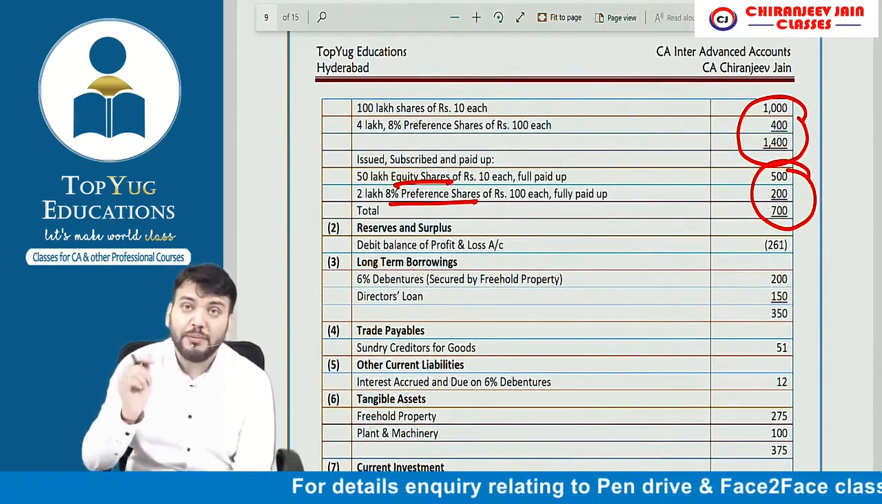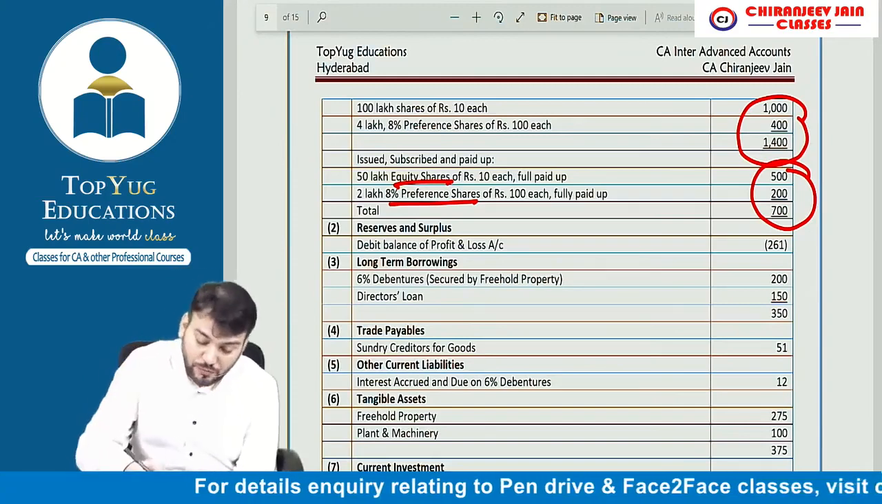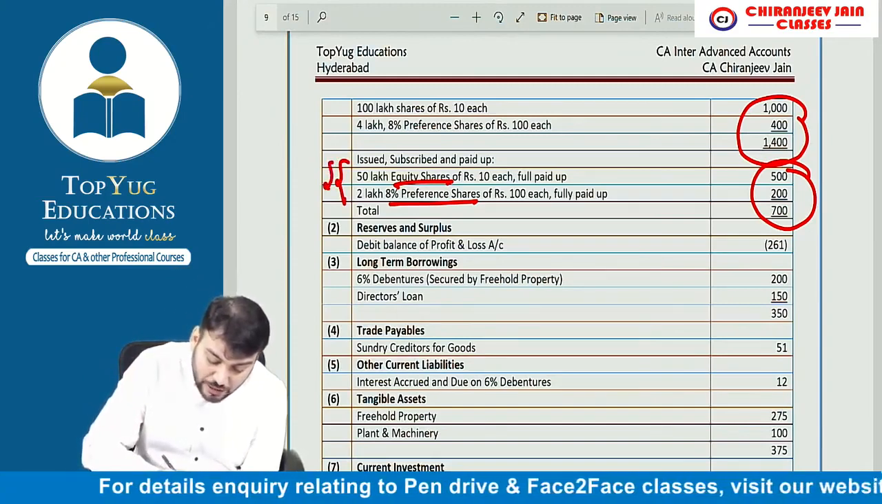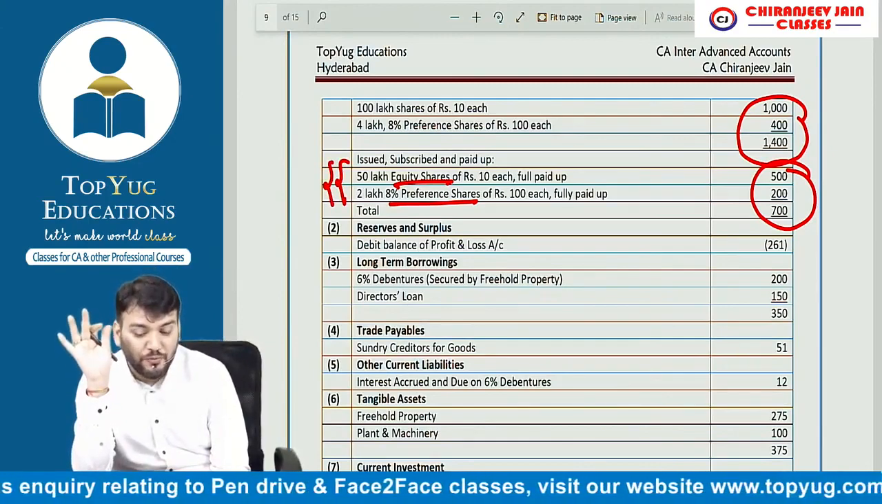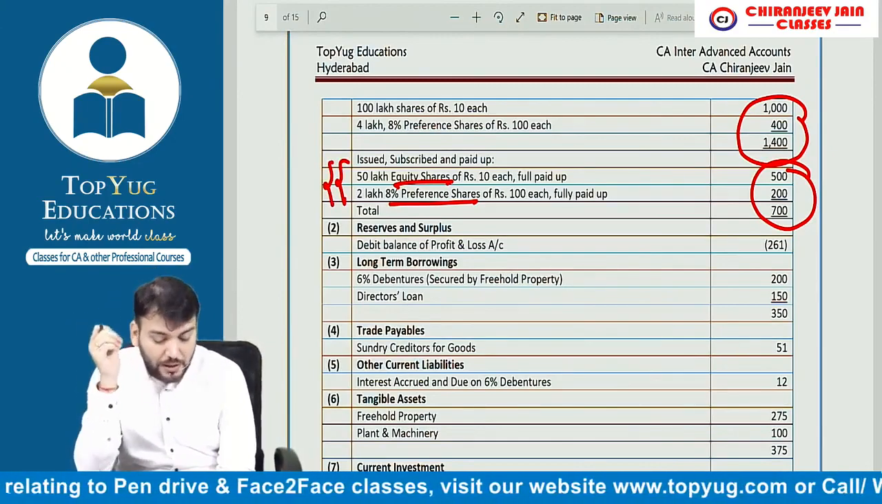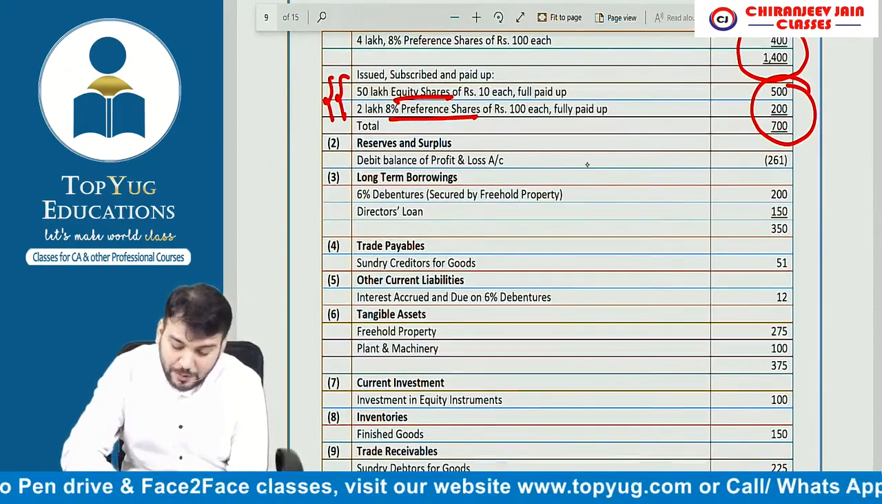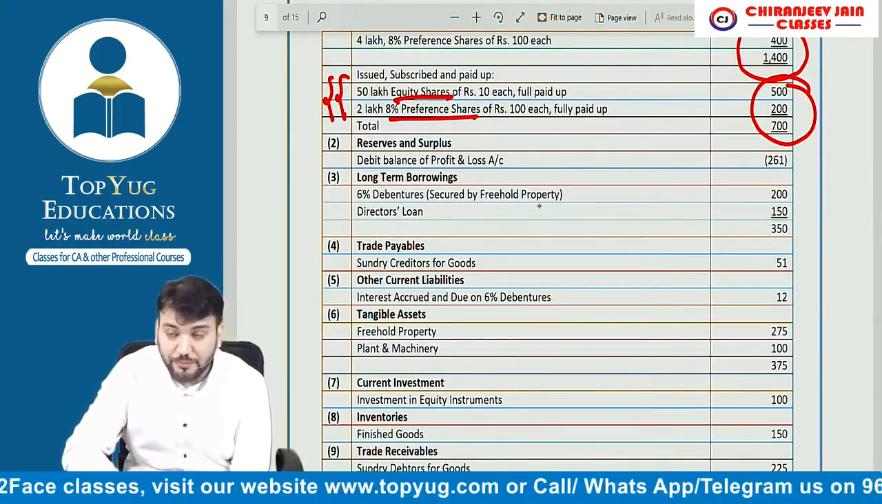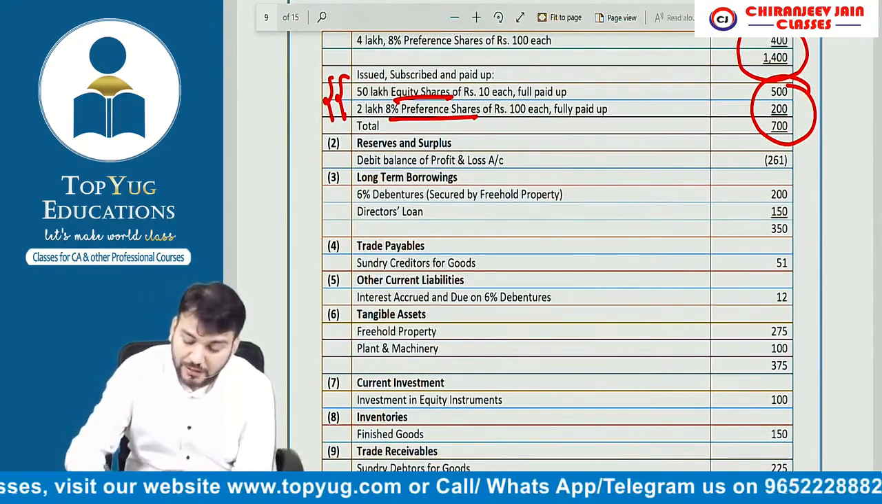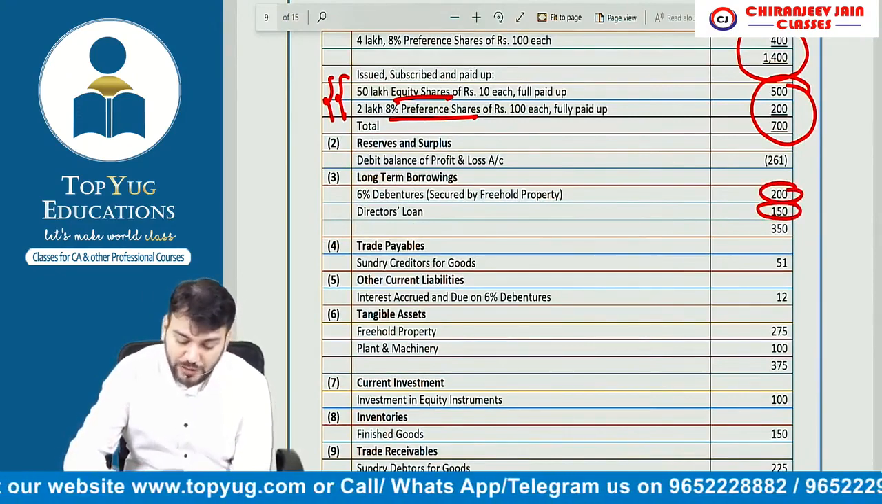So be careful whenever they give authorized and issued. When you are passing the journal entry, you should consider only issued, subscribed and paid up. Do not take authorized capital into the information. Correct? Yes sir. Reserve and surplus, you can see they have given the debit balance of the P&L account, long term borrowing 6% debenture secured by freehold property, and there is one director's loan also.